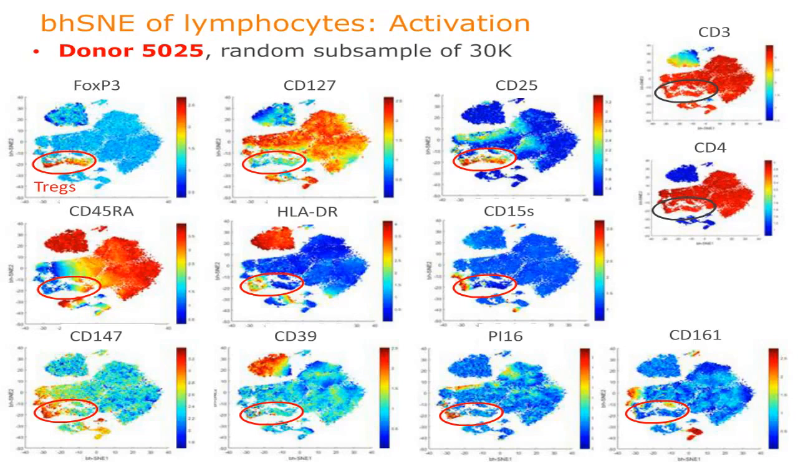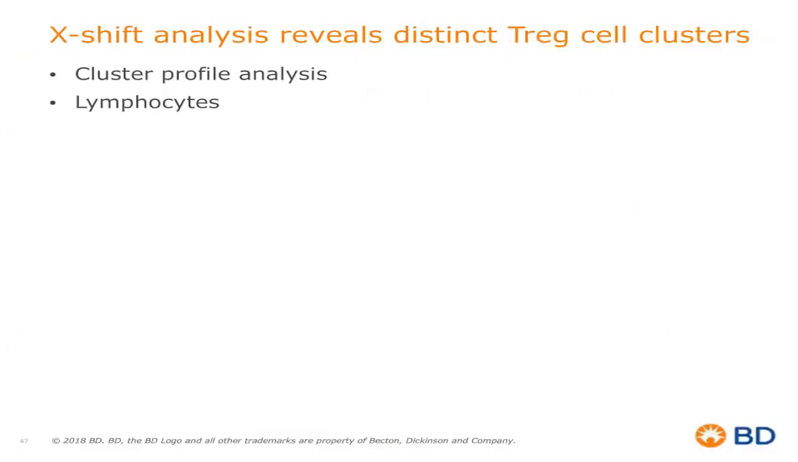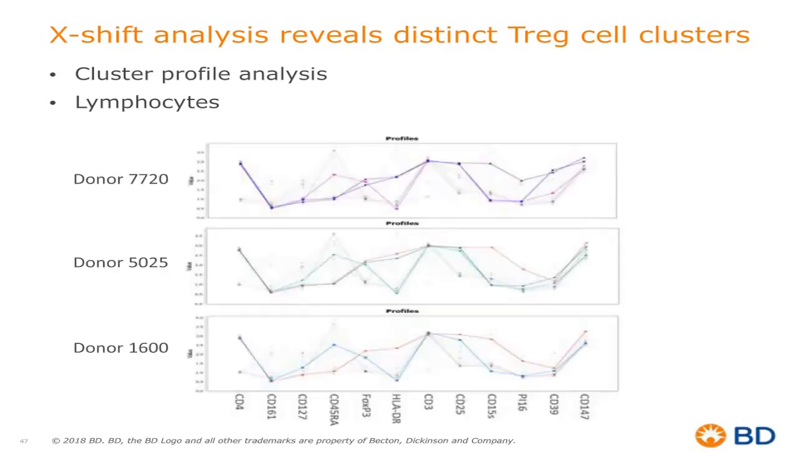Now, there's other types of analyses that you can do that we talked about, such as X-shift. That's a cluster profile analysis, and we can use this to reveal distinct Treg cell clusters. And for example, we're again going to look at lymphocytes here, and then we can look across all of the different donors, and what you can see is that we defined various clusters and patterns of expression across our various donors. Now, what you'll notice is that the clusters are actually kind of similar across all the donors.